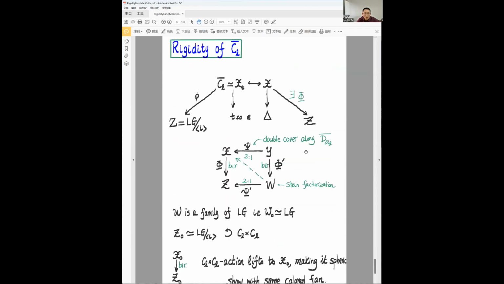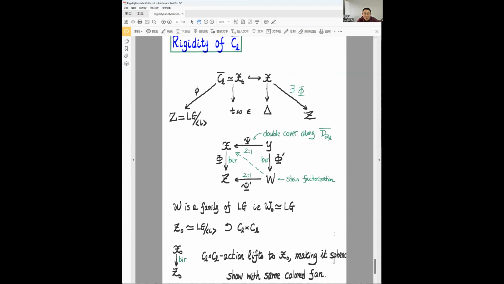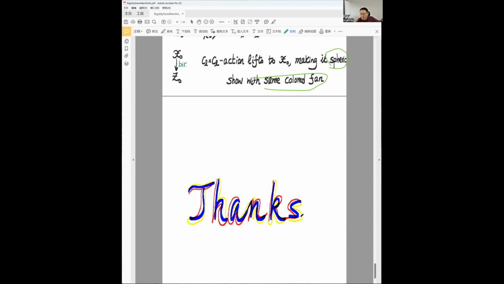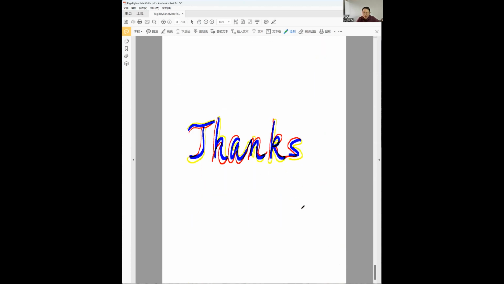And then for type C, how do we show the rigidity? In fact, we show that the central fiber is a spherical variety with the same kind of fan as the wonderful compactification, and then we use spherical variety theory to reduce to the isomorphism between this central fiber and the wonderful compactification of type C. So I think my time is up, and that's all I want to talk about.